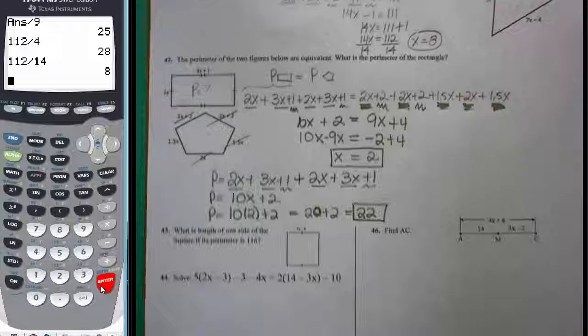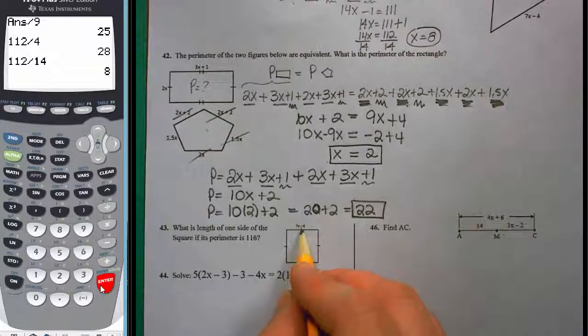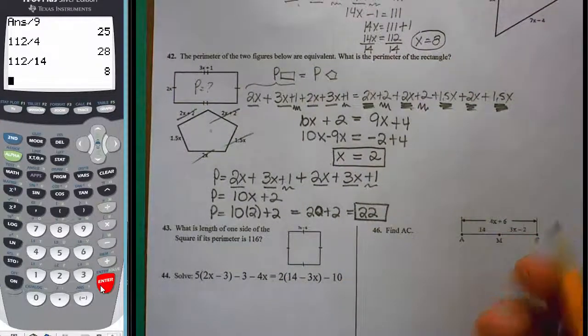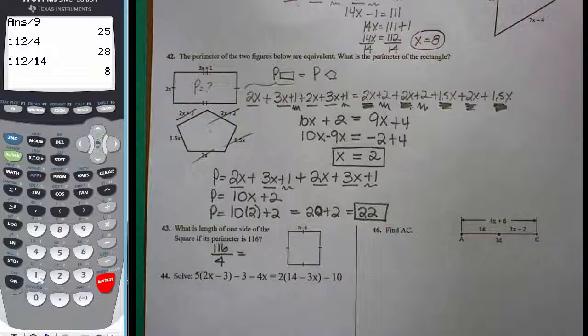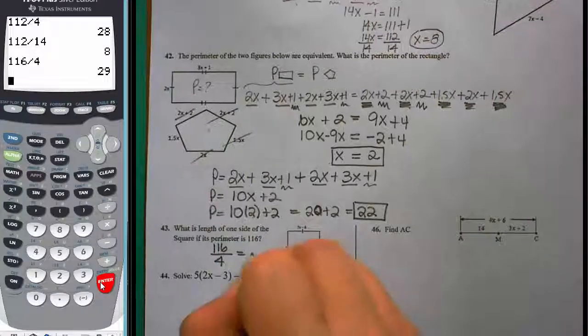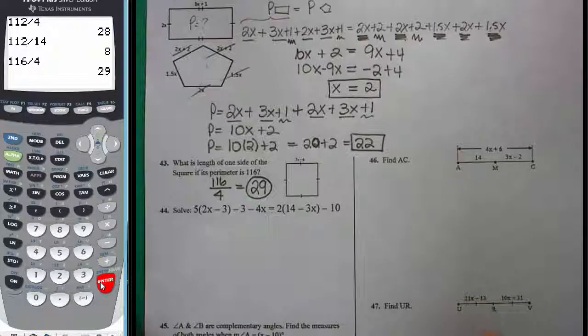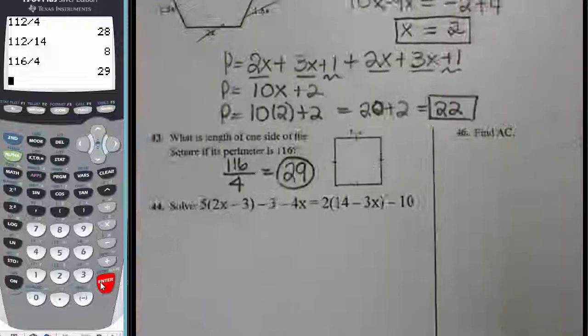Alright, next question. The next question says, what is the length of one side of the square if the perimeter is 116? This question looks like you're going to have to solve an equation, but if you know the perimeter is 116 and this is a square, all the sides of a square are the same. So what you can do is 116 divided by 4, which equals 29. So basically, I don't really have to solve for x. All I have to do is remember that all the sides of a square are the same.